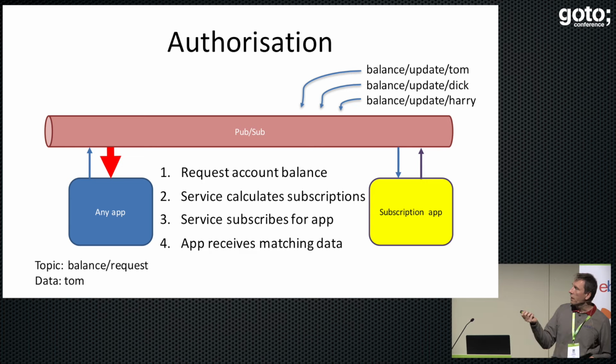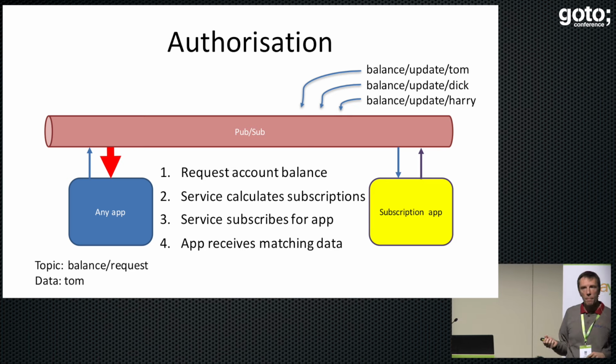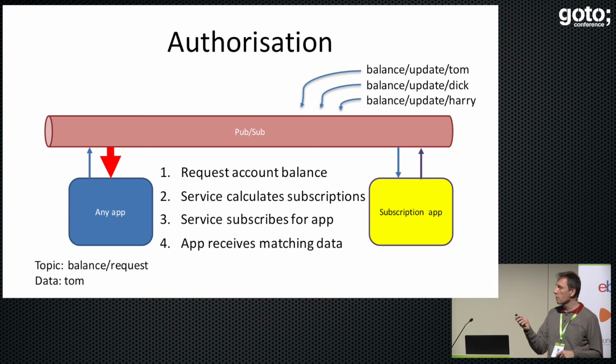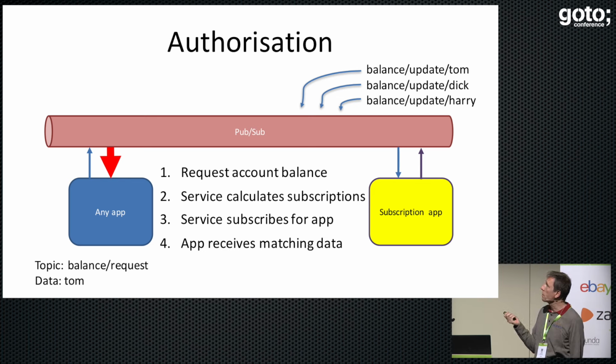So let's imagine that our any app over here is out on the internet. Now the problem there is that, if I request a balance request, I don't really want him knowing which topics to talk to because he then could perhaps start subscribing to topics he's not supposed to hear. So, for instance, he might say, I know my balance updates are coming in on balance update Tom. Maybe let's see what Harry's balance update is by subscribing to balance update Harry.